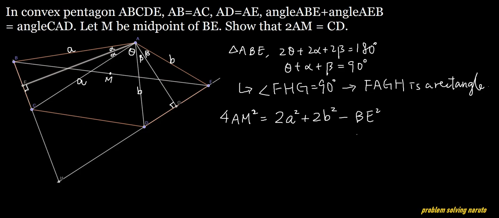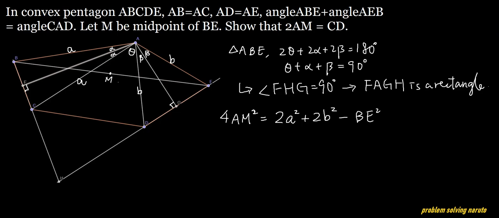And so we want to prove 2AM is CD. That just means that we need to convert this to CD square. Right? If this is CD square, then we square root both sides, and we get our goal.